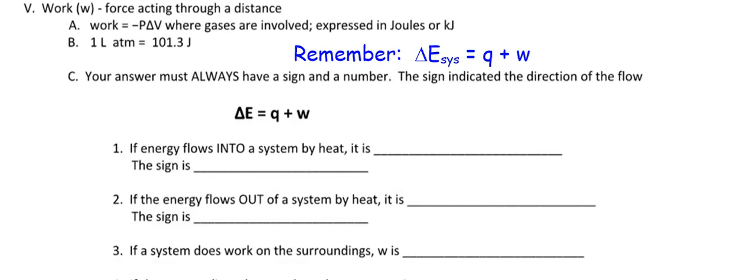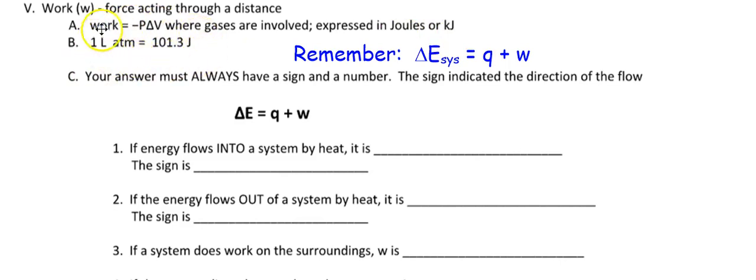On that first activity, remember I had you playing with that syringe? The syringe is going up and down. That's that force acting through a distance. So we're going to find work as negative P delta V, where gases are involved. They're expressed in joules or kilojoules.